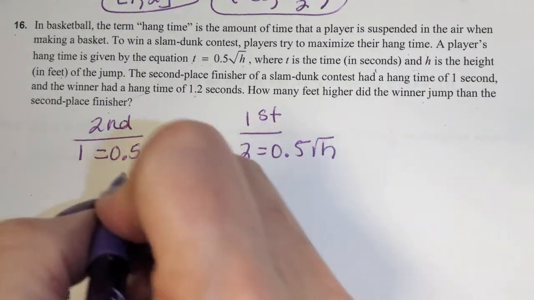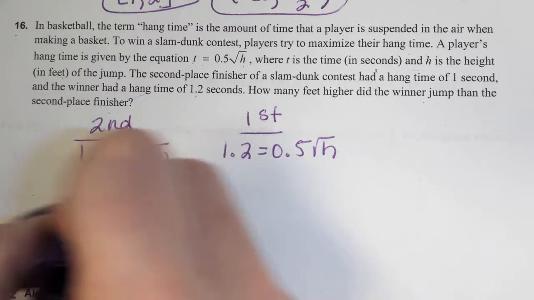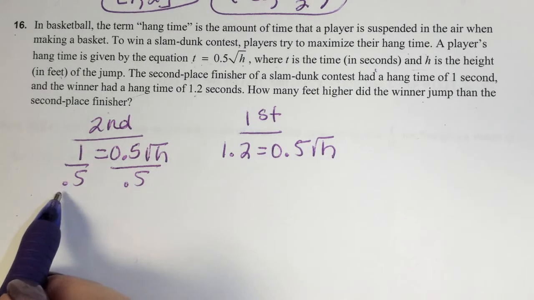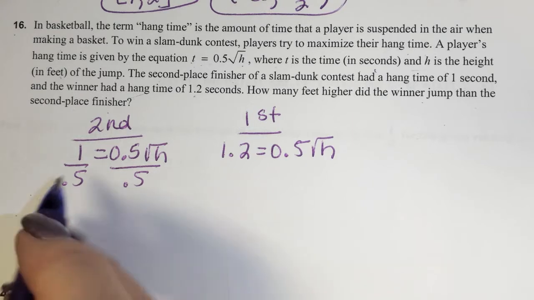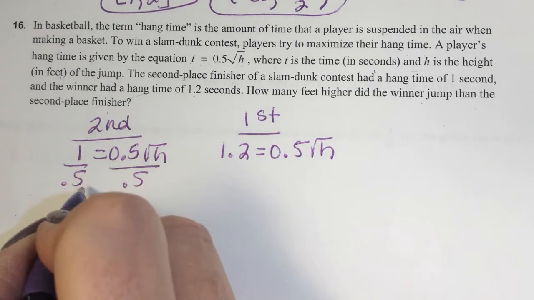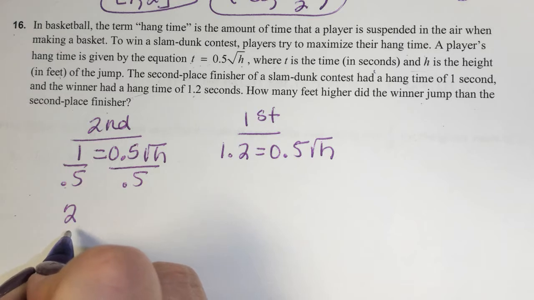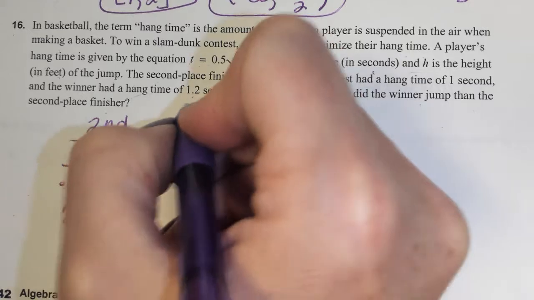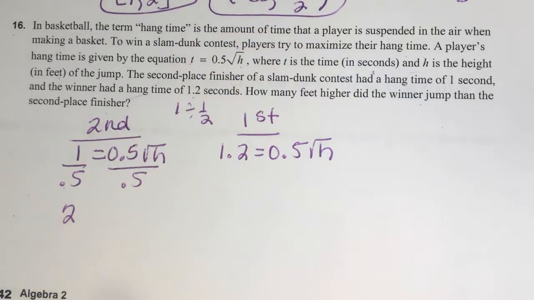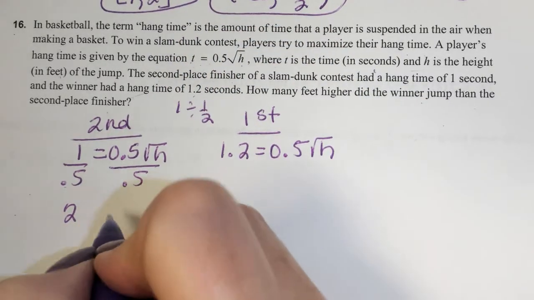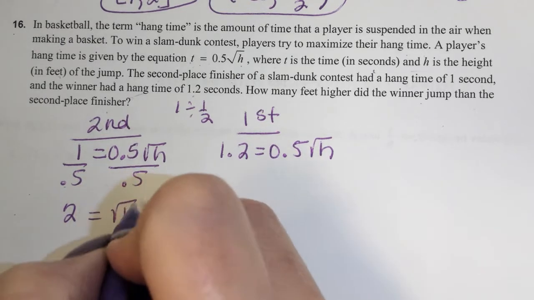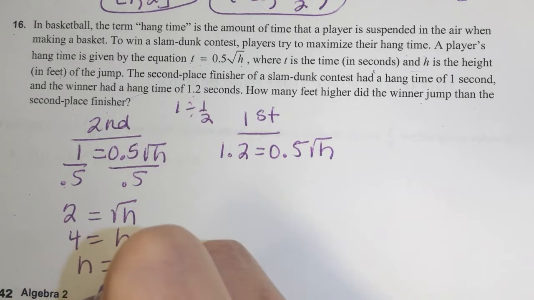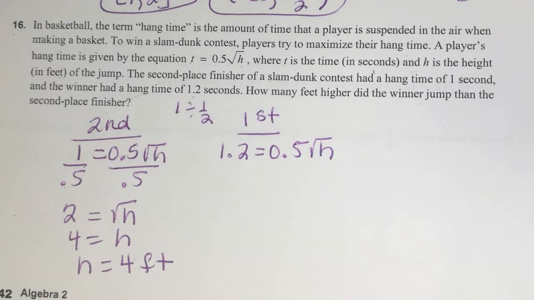So I have to divide by 0.5. If you have one item and you divide it in half, how many pieces do you have? 2. 1 divided by a half is 2. It is not 0.5. All right? This is really a half. 1 divided by a half is 2. So we have 2 equals radical h, square both sides, 4 equals h. So the first guy's height is 4 feet.